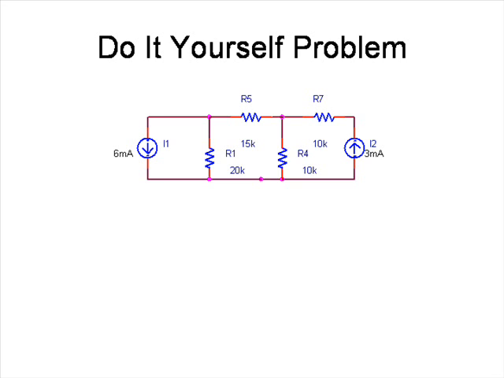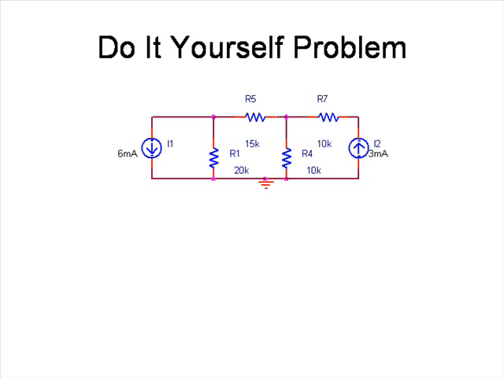Alright, as you can see, we have 4 nodes here, and we are going to place a ground reference where we put it last time, which is right here. Not too hard. Now that leaves us with 3 nodes. Here, here, and here. So now we can label these nodes, and we'll label them V1, V2, and V3.